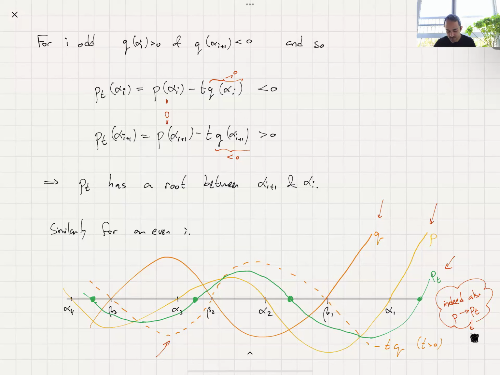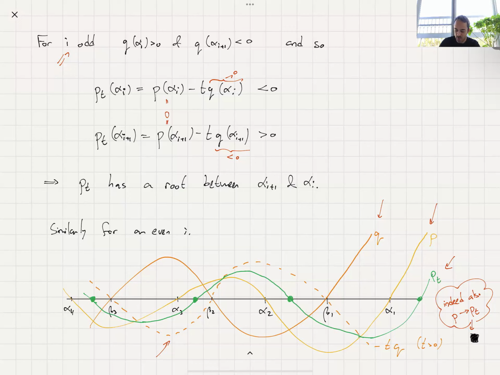Okay. So what do we know? Let's take I, an index. I is the index of the alpha root, the ith root of P. By picture, but you can also easily verify it formally, for I which is odd, Q of alpha I is positive and Q of alpha I plus 1 is negative. You can see it in the picture also.